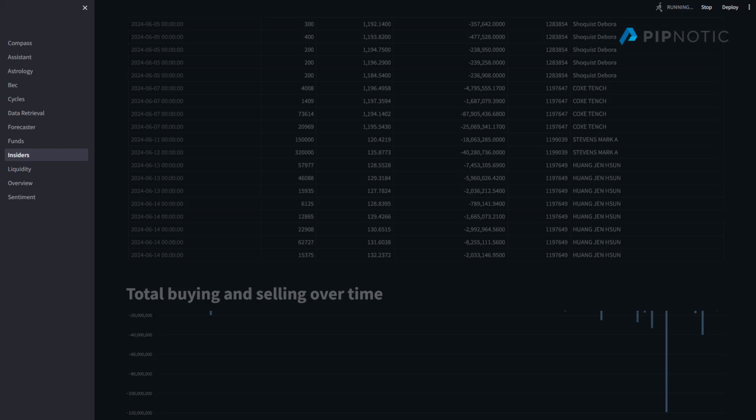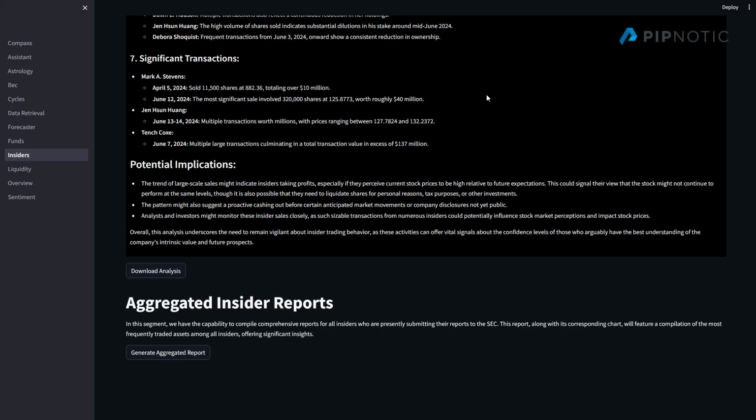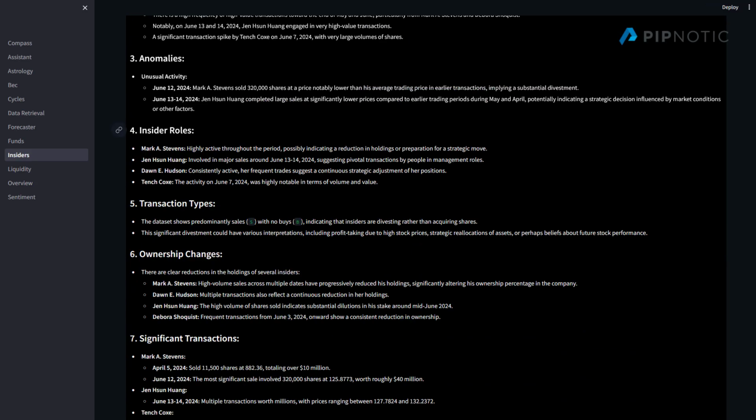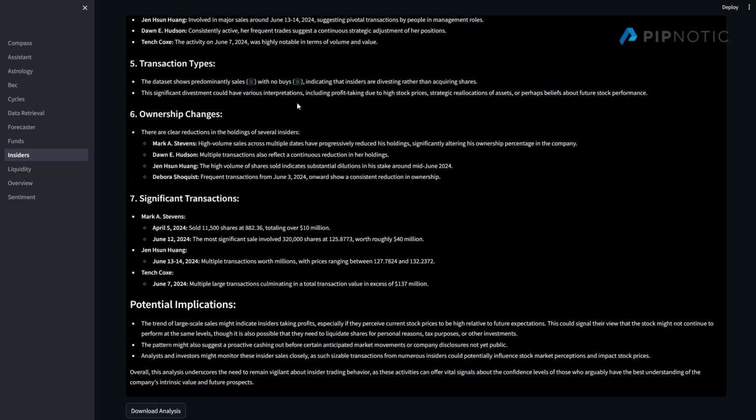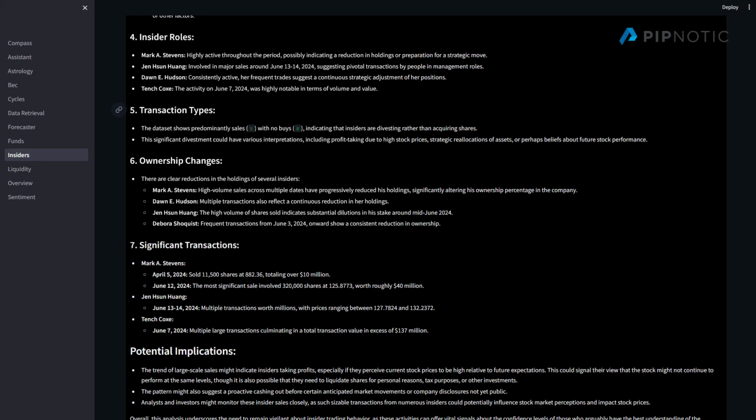So there's a lot going on, and a very high frequency of selling on that particular day. And you can see this person here, sorry, a bit of a cough there, about 110 million. There's a lot being sold that day. If we look down here, ownership changes: Mark A. Stevens, high volume sales across multiple dates have progressively reduced his holdings, significantly altering his ownership percentage in the company. And we can see who these people are.